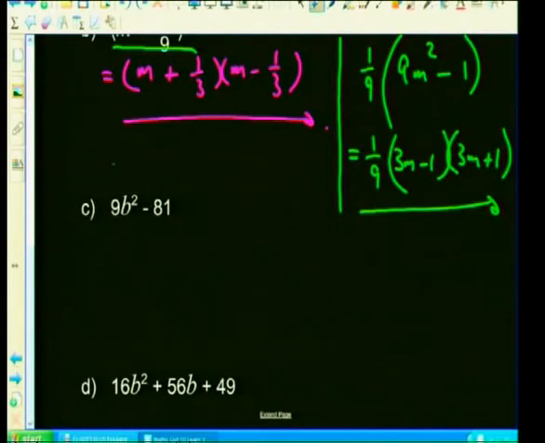Now over here I have a 9 and I have an 81. Yes, they're both perfect squares, but wouldn't it be easier if I took out my 9 and I'm left with b squared minus 9 to start with?